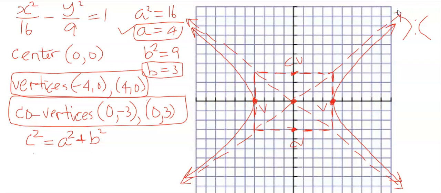So let me see, a squared plus b squared. Well, a squared was the 16 in this case. b squared is the 9. Oh, you're going to get a nice whole number. Look at that. Now, that doesn't happen all the time. All right, so c squared is 25. Take the square root, you get c equals 5. So 5 to the left and 5 to the right from the center. So there's one focus, right there. And the other focus, 5 to the right, is right there.